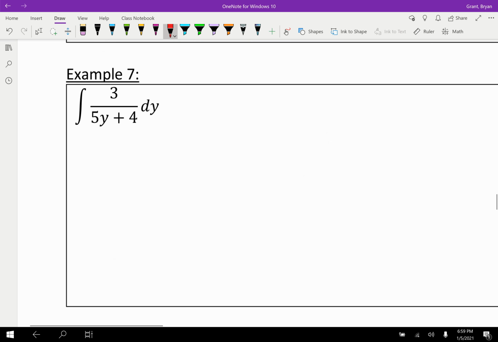Couple to go. Ooh, Nelly. This one looks tricky.